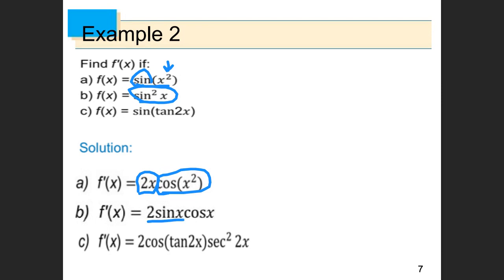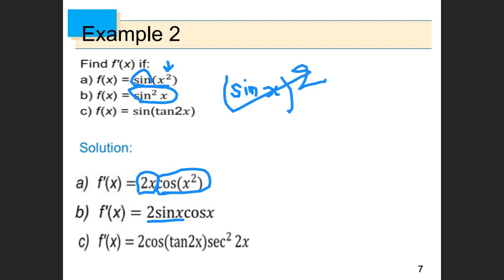So that's the outer function. The derivative of the inner function, the inner function is sine. I know some of you are asking, how do you know if it's an inner or an outer function? Now, sine squared x is the same as saying sine x all raised to the power 2.